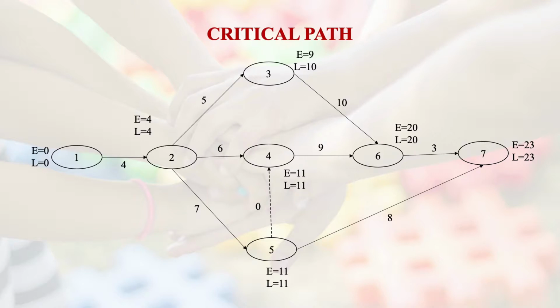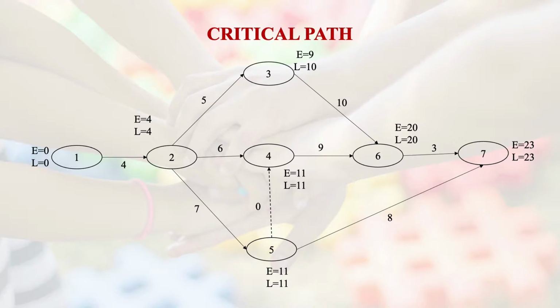Remember this, L has to be greater than E. L will either be equal to E or greater than E for this kind of analysis, the critical path method. If you are getting L less than E, there is some error in your computation. So once again, 3 is not a critical event. What about 6? 6 is a critical event, and 7 is also a critical event. 5 is also a critical event. 4 is also a critical event.